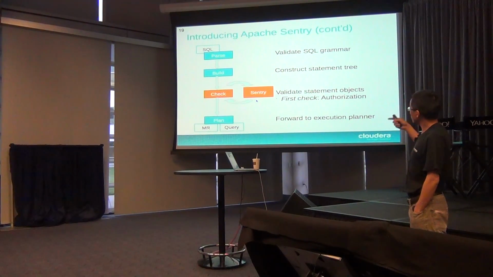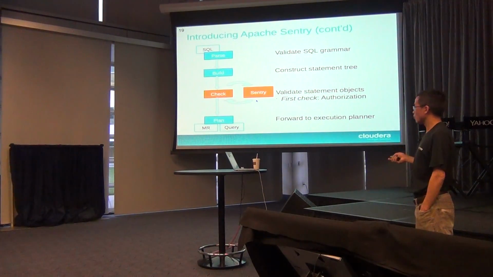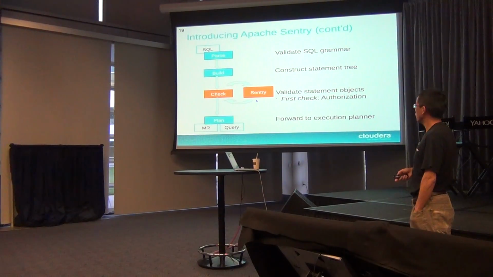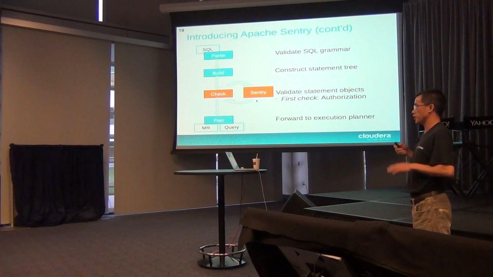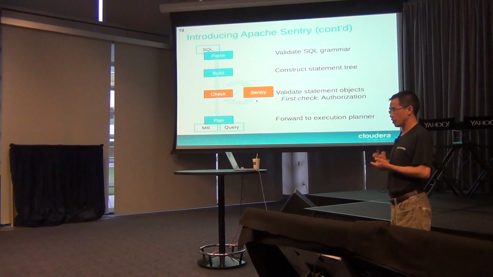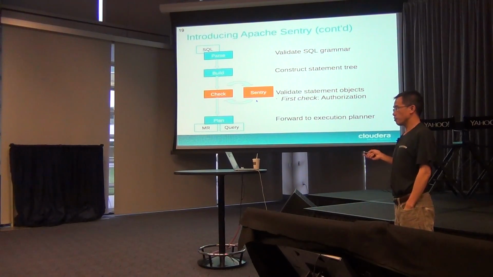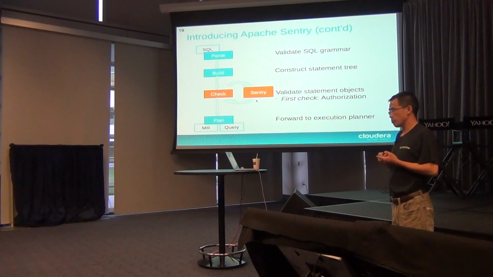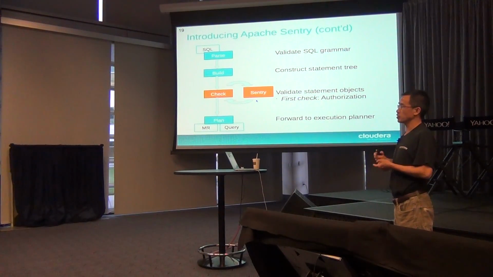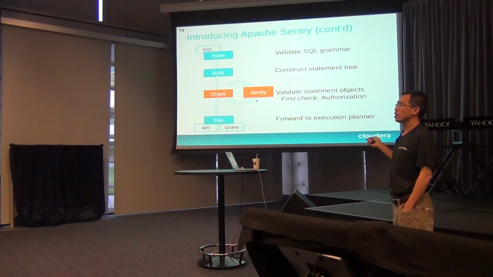So this, in the context of the SQL world, for example in Hive: Hive gets a SQL statement, parses it and validates it against SQL's grammar. Then if everything goes fine, it constructs the tree as an AST. With that, it is able to validate the statement objects, basically check who is the user and what tables or fields the user is trying to access, and make an authorization call in Sentry. Sentry will reply based on the policies, saying either yes or no.